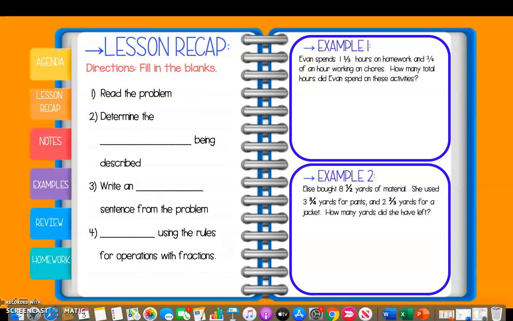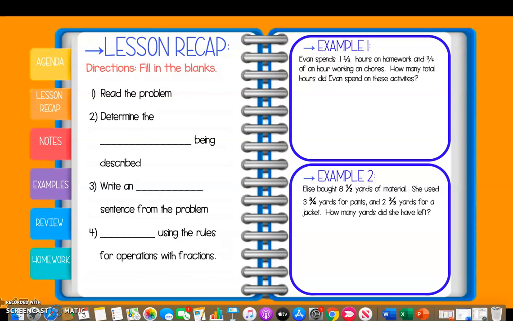Yeah, so today in class we talked about reading real world situations that have fractional pieces and creating algebraic expressions from those, whether we need to add, subtract, multiply, or divide. So we just talked about real world situations where we're adding, subtracting, multiplying, dividing fractions.